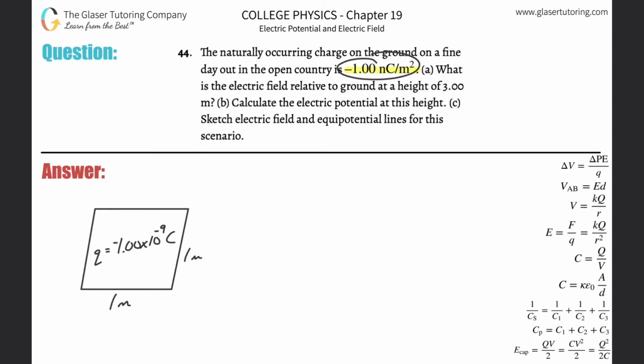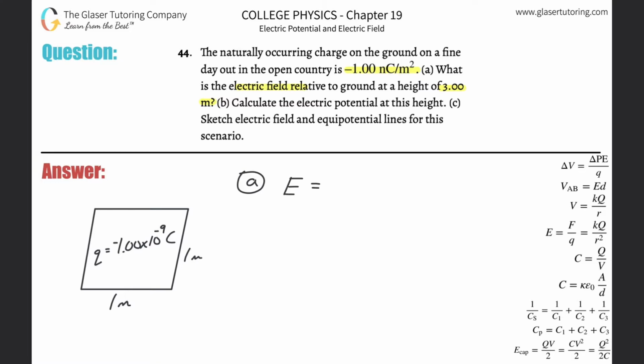Sure, it's this. Letter A. What is the electric field relative to the ground at a height of 3 meters? All right, so nowhere in your book is this formula, I don't think. Or maybe it's in the next chapter. I have no idea. Anyway, in order to do this, you need to basically know this formula.